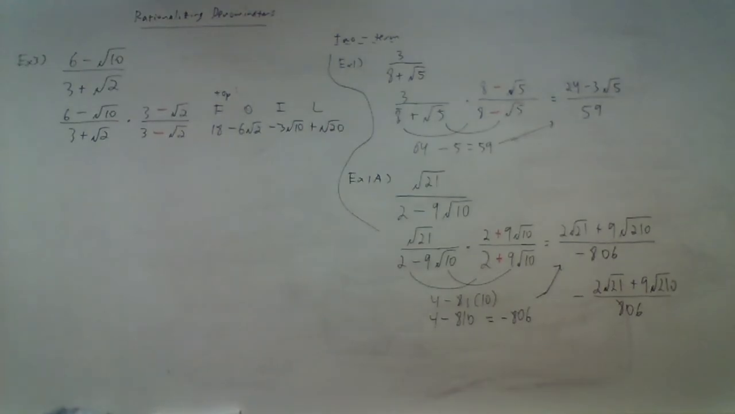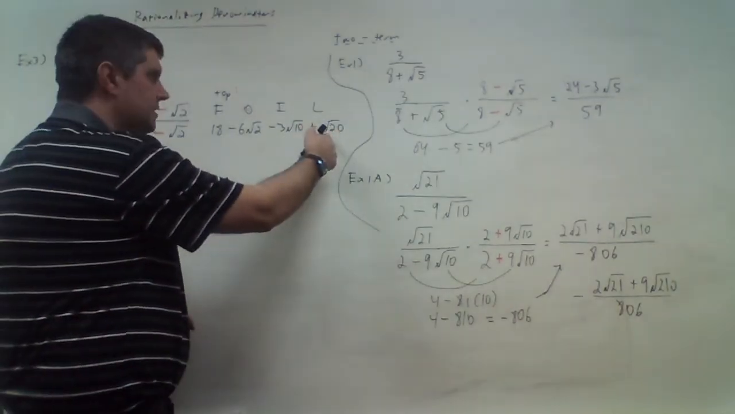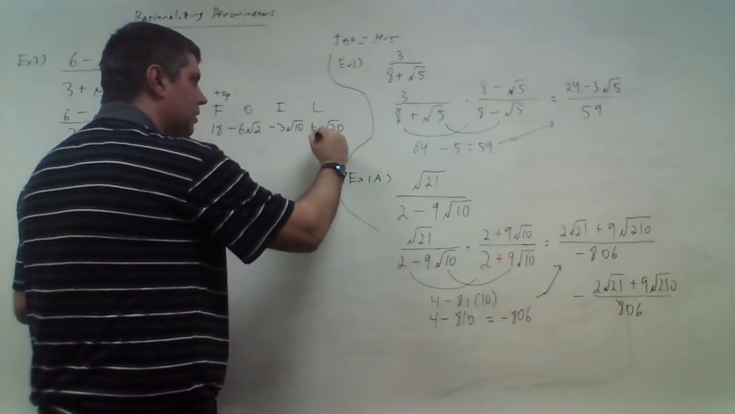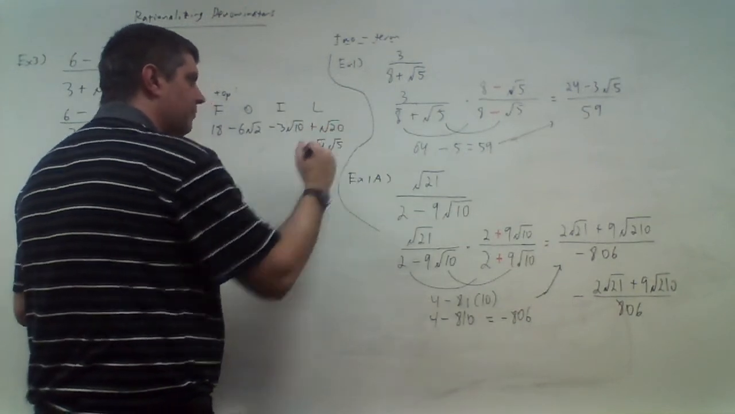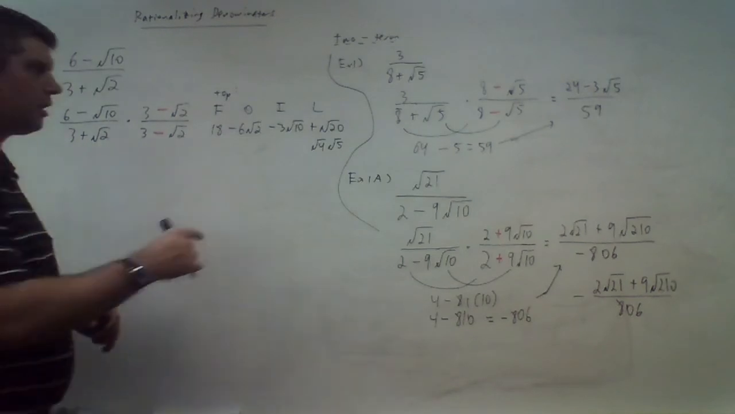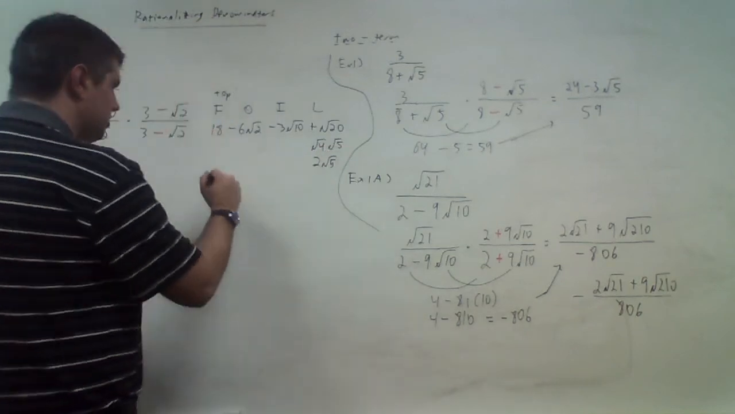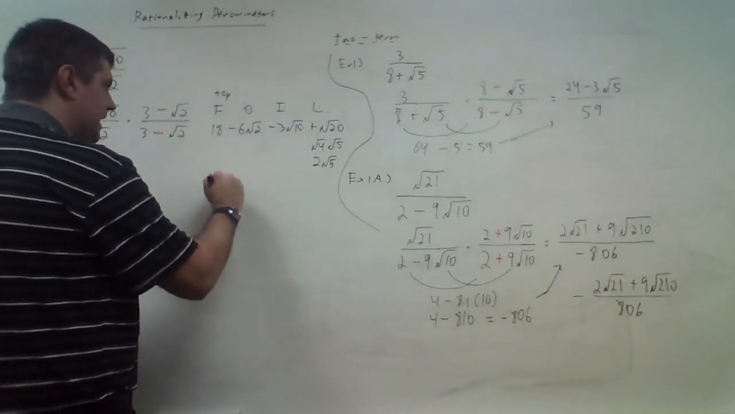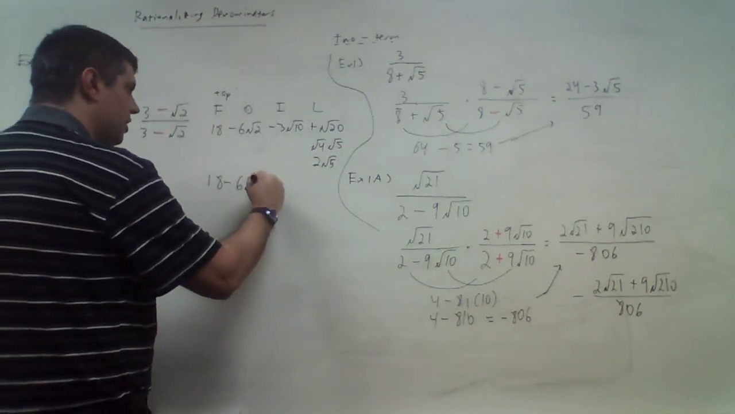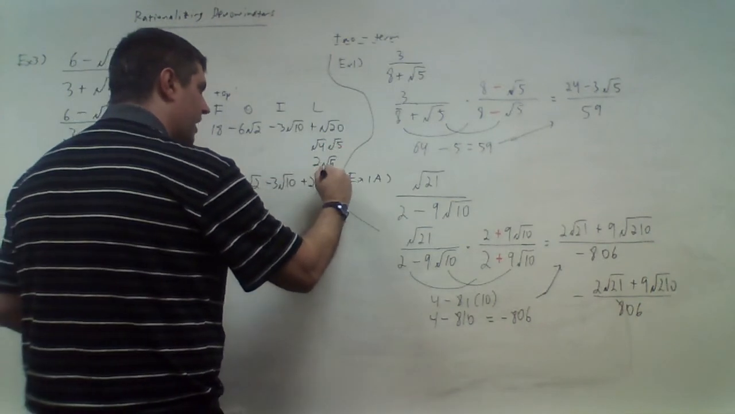Now, here's the thing about the square root of 20. The square root of 20 is reducible. It's divisible by the perfect square 4. Anytime you can simplify, you do simplify. You usually won't have to, but in this case we do. So the square root of 4 is 2, so we have 2 square root of 5. So the top is 18 minus 6 square root of 2 minus 3 square root of 10 plus 2 square root of 5.